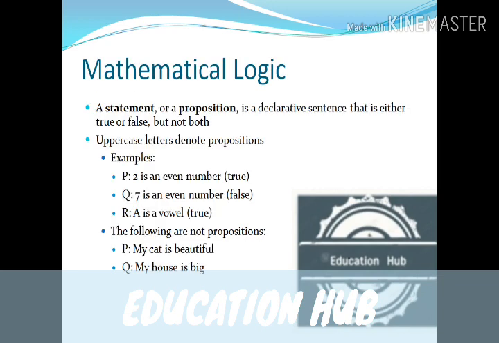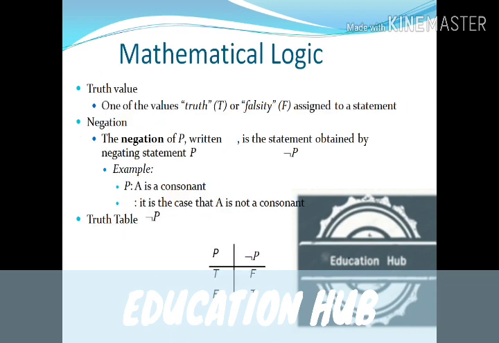Now we have to understand mathematical logic. Any sentence, for example P: 2 is an even number, or 7 is an odd number or even number, is a sentence which may be true or may be false. If I say 7 is an even number, that is a false statement. These are represented as propositions. A proposition may be true, may be false, may be both, or may be neither.